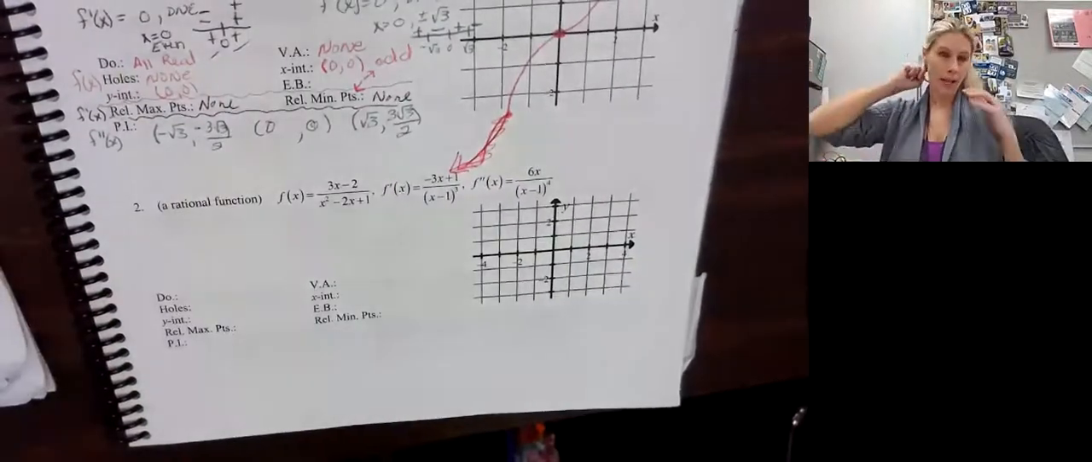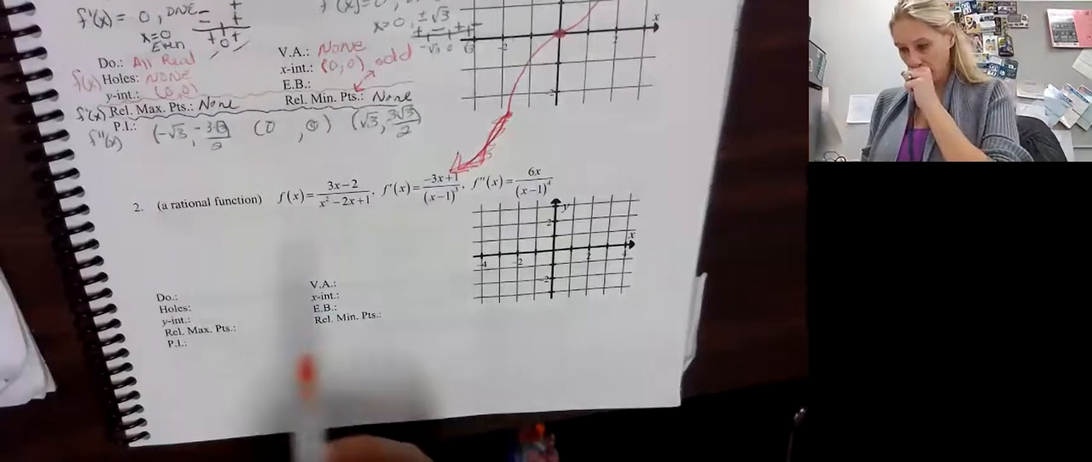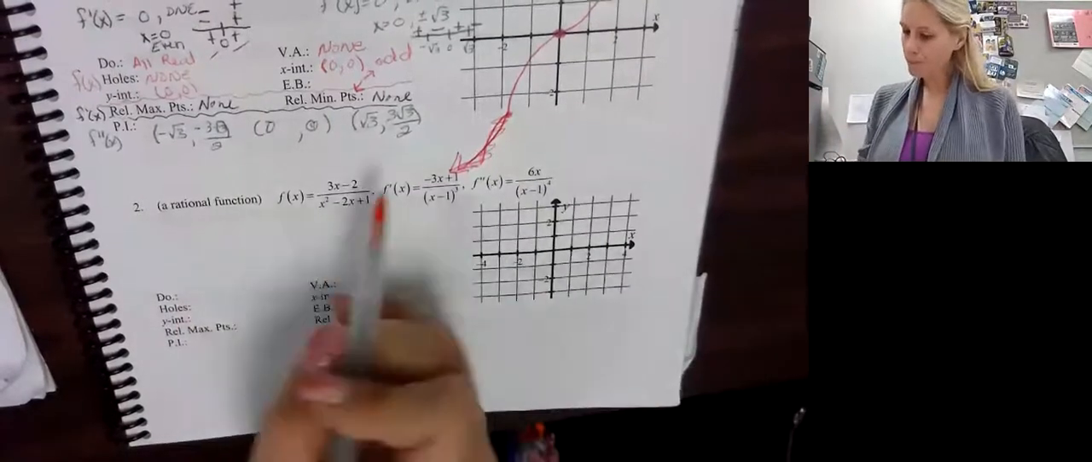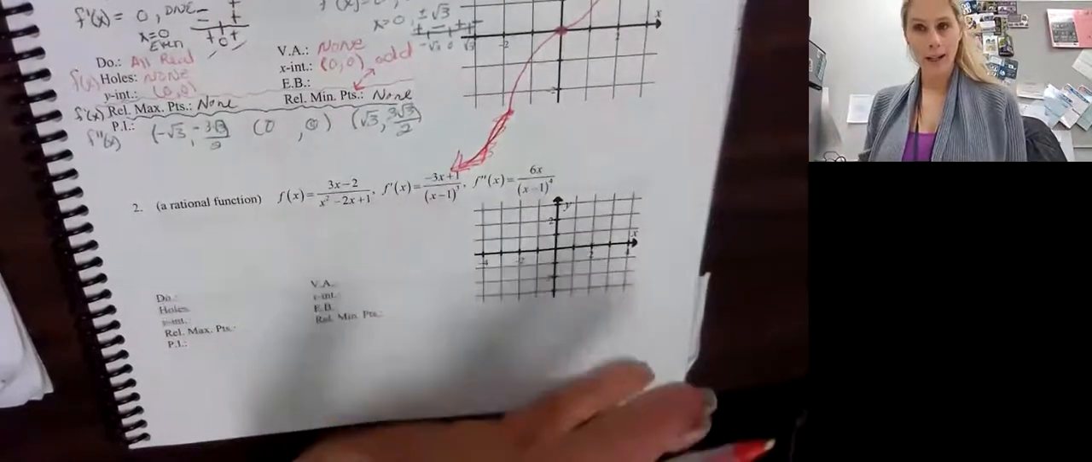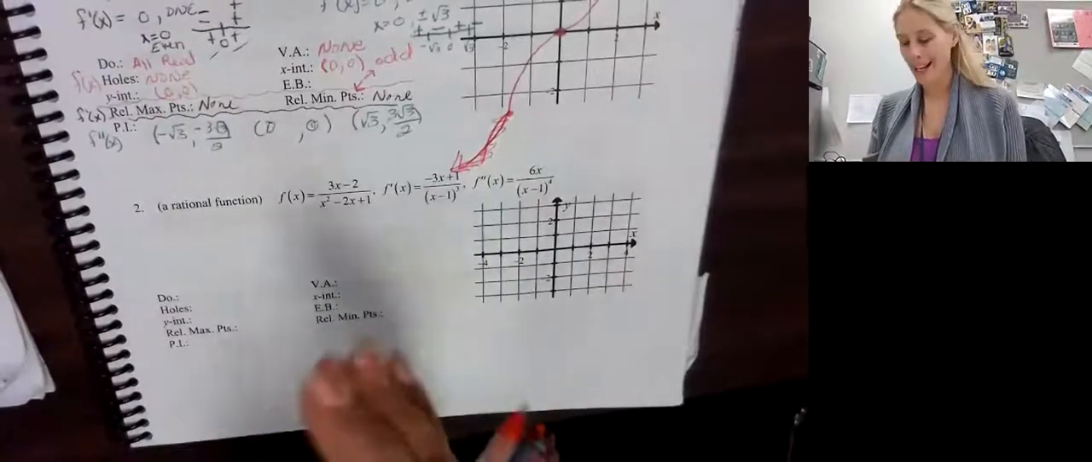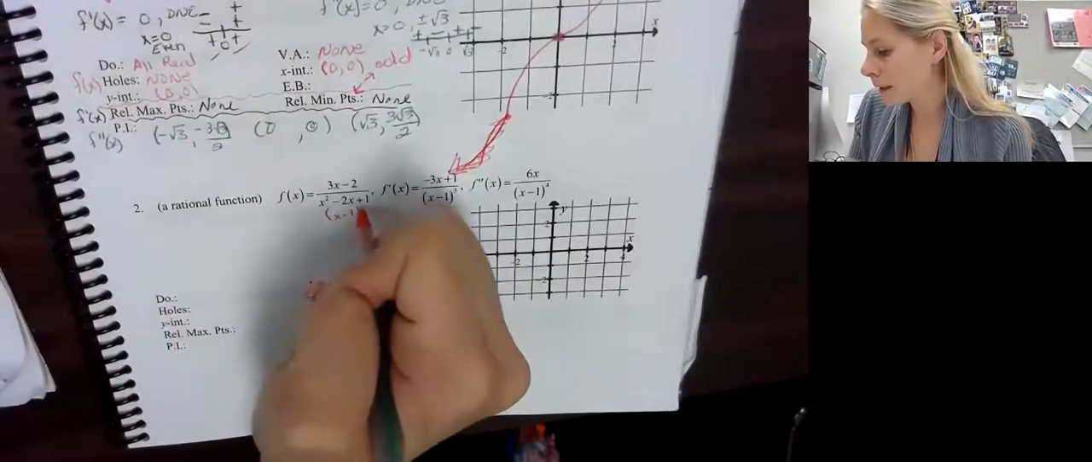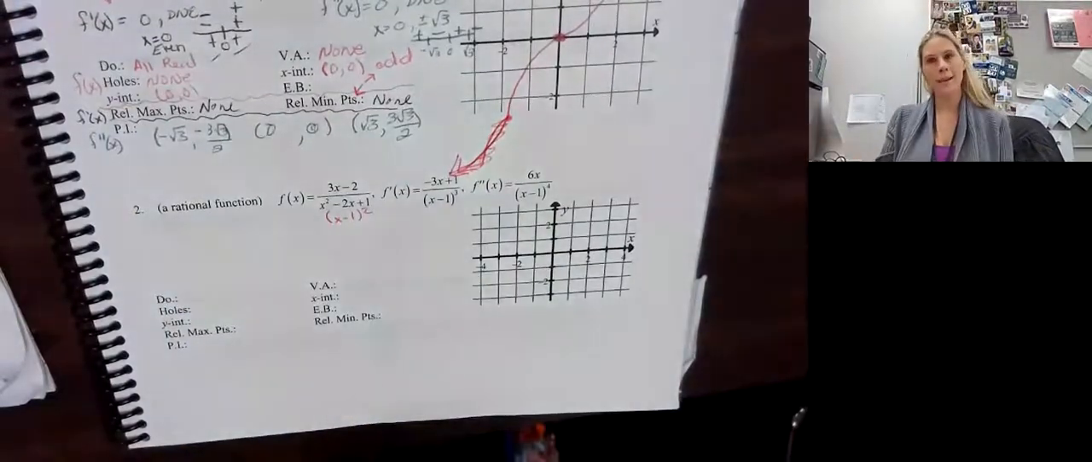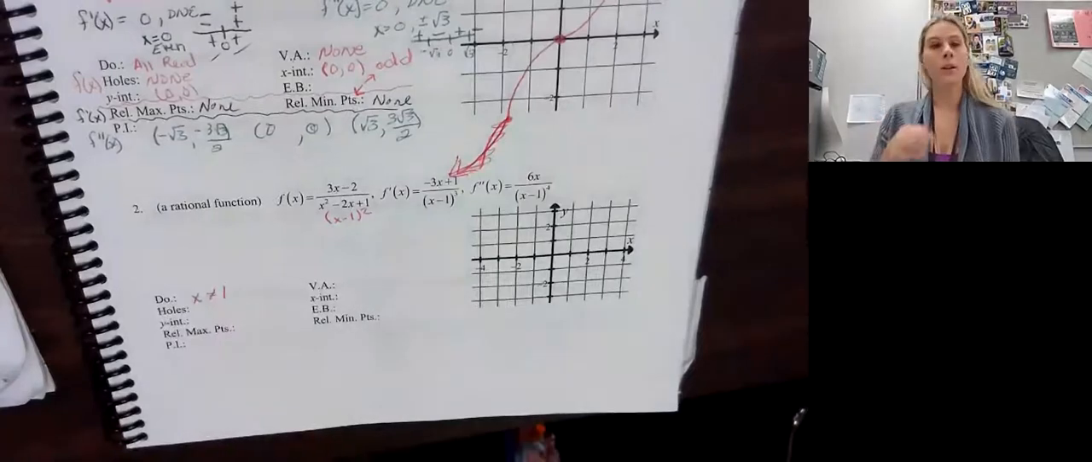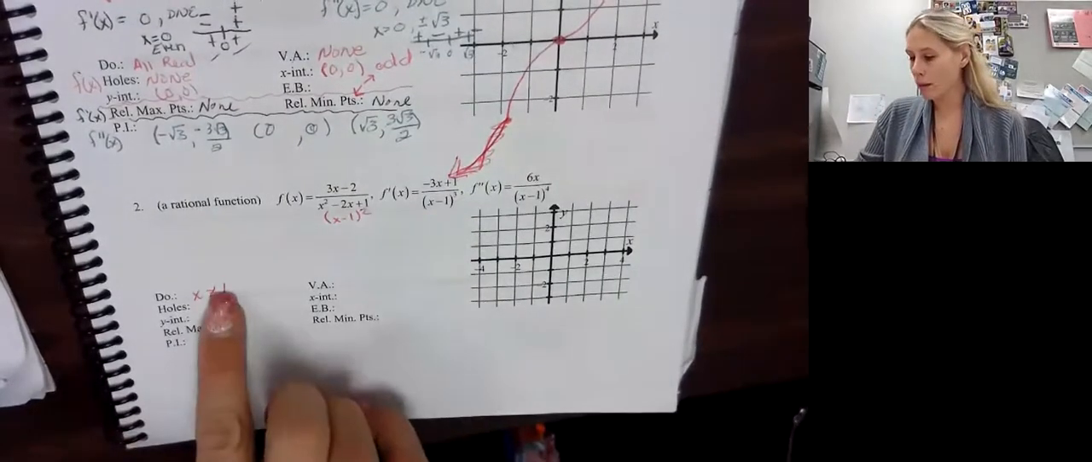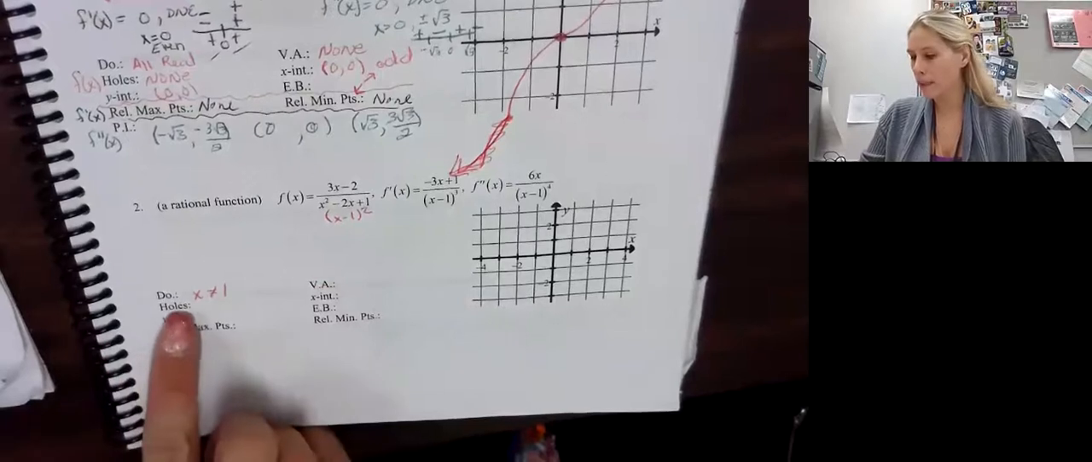Okay, so again, I'm going to look at the function first. Now, domain, we need to find out where it doesn't exist, right? Or where it can't happen. But if you look at this, we need to factor. When you factor, you find out that this is x minus 1 squared. So domain, what can't it be? It can't be 1. So the question is, is that 1 going to be a vertical asymptote or is it going to be a hole?